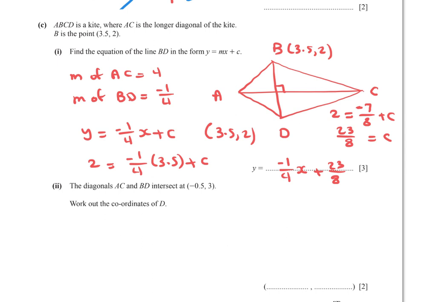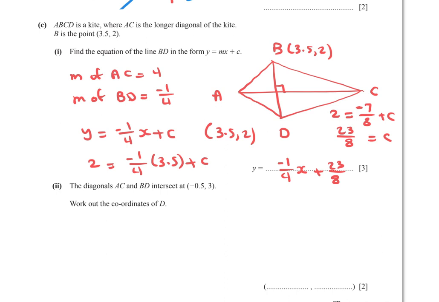Double I. The diagonals AC and BD intersect at the point negative 0.5 and 3. So this point, negative 0.5 and 3. Work out the coordinates of D. In the kite, the longer diagonal bisects the smaller one. So this is the midpoint. So now we have the midpoint, negative 0.5 and 3, and we need to find the point D.